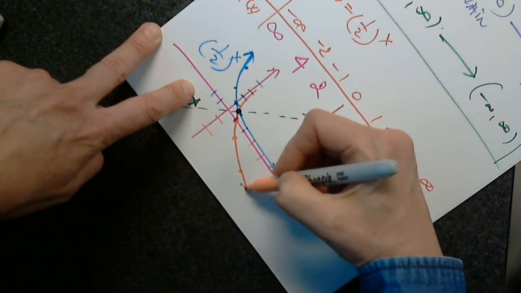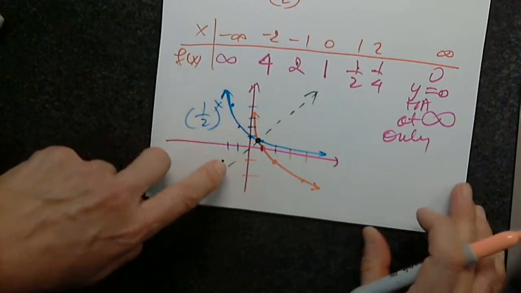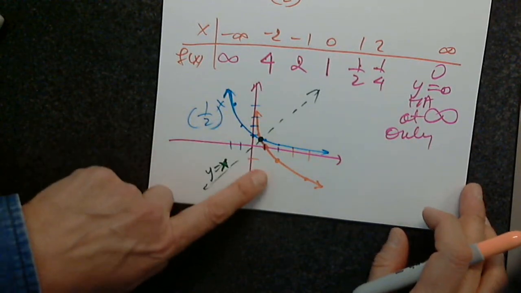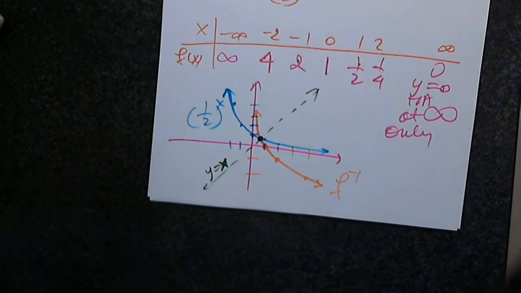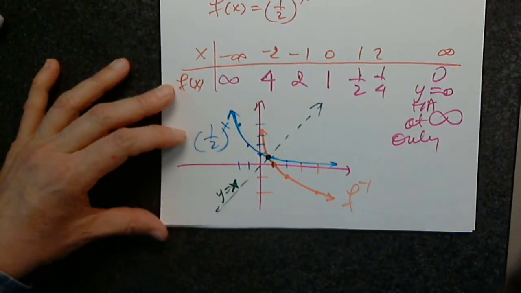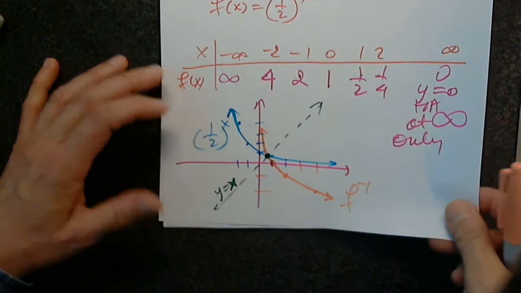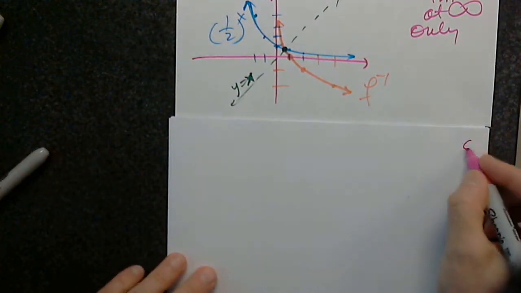Do you expect it to be a decreasing function? Yes. If this function is decreasing, so is the inverse. So this is f inverse. Symmetry with respect to y equals x. One more time. Let's write this one more time. This is so important to remember.